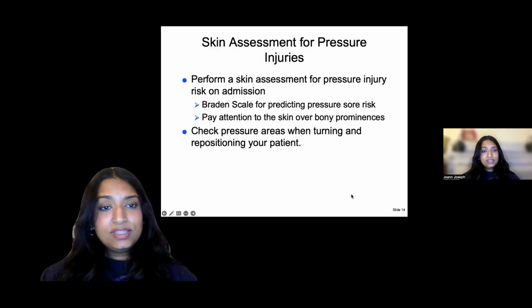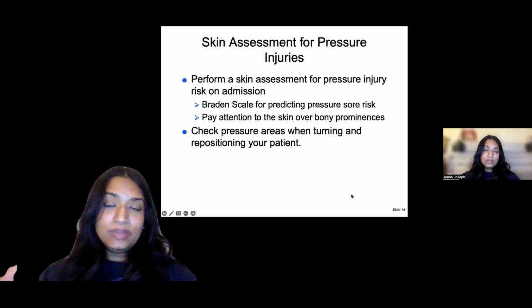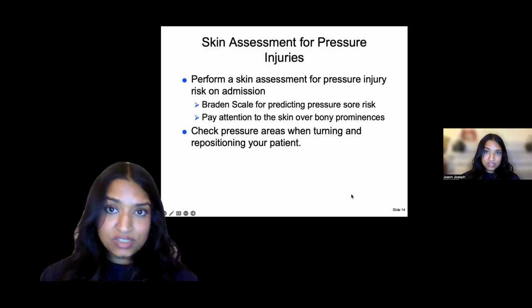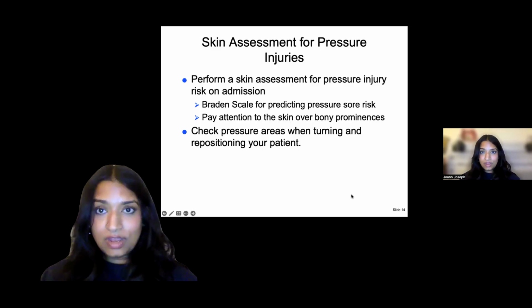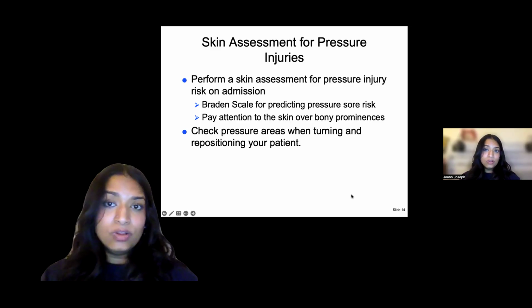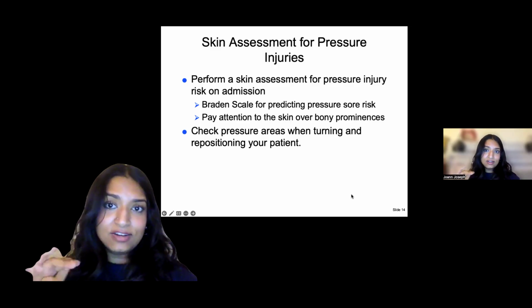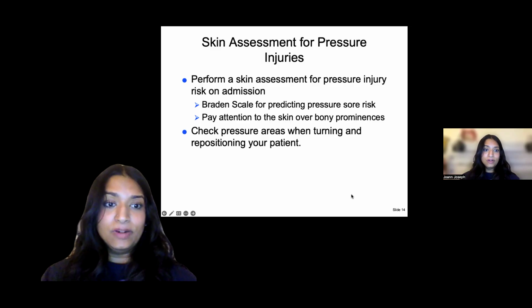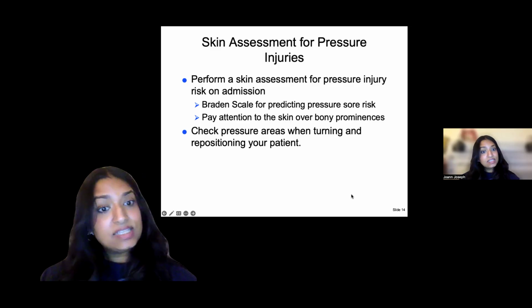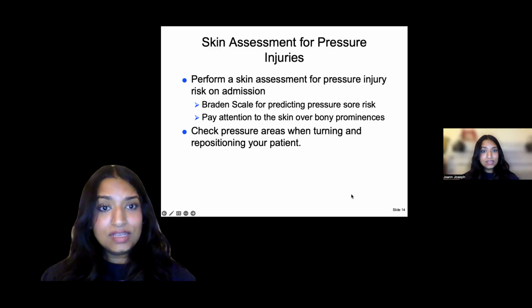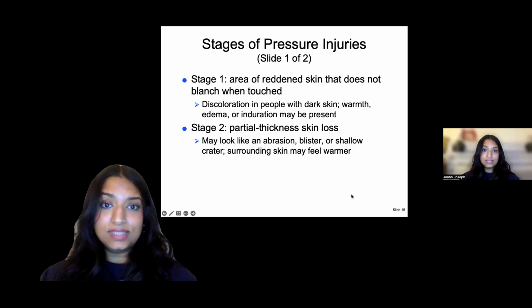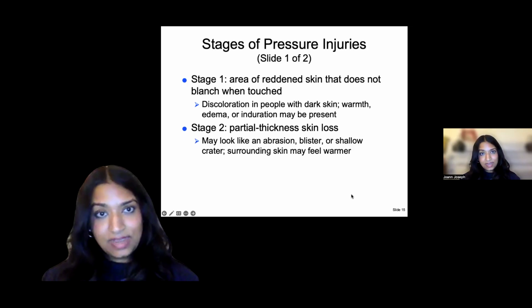You always want to check these areas when you're turning and repositioning a patient because you're not just going to come into the room and say, okay, right now I'm going to toss and turn you around because I need to see these areas. No, you have to do this all together holistically as a nurse when you are doing comprehensive assessments as well as spending time with them for different reasons. You should be doing many things at once. It's an interesting and hard job, but that's just part of it. You are assessing multiple things at the same time.